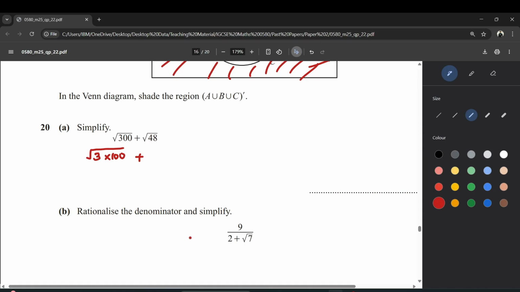Okay, the highest factor which is a square number. So from the factors of 300, we know that 3 times 100 is equal to 300, and 100 is a square number. Okay, so that's why I have written this down over here.